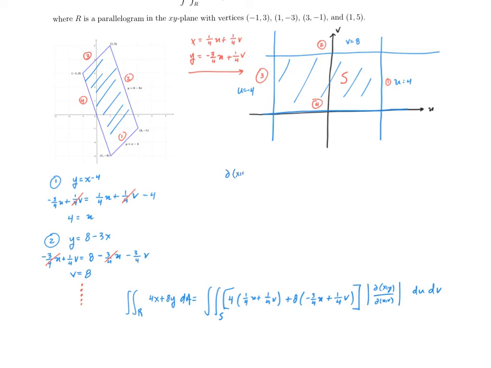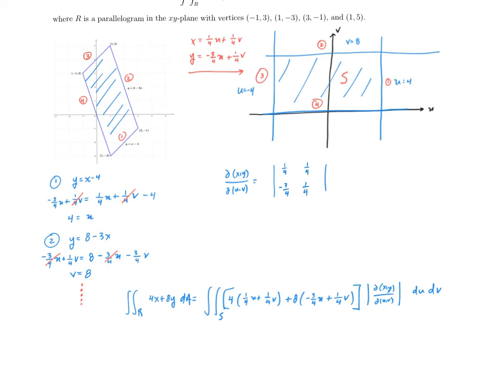So the partial xy, partial uv, and our formulas are written nicely above for the transformation in order to calculate these partials. Working across the top row of our 2 by 2 determinant, we will have the partial of x with respect to u, and then the partial of x with respect to v, which would be 1/4 and 1/4 respectively. And we do the same thing across the bottom row, but we are taking the partials of y with respect to u and with respect to v.